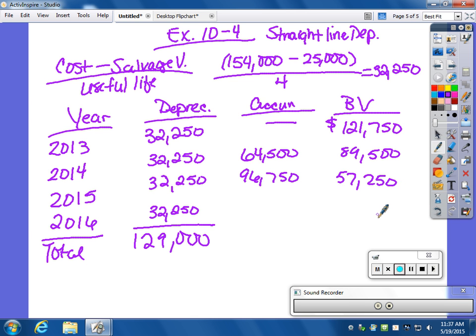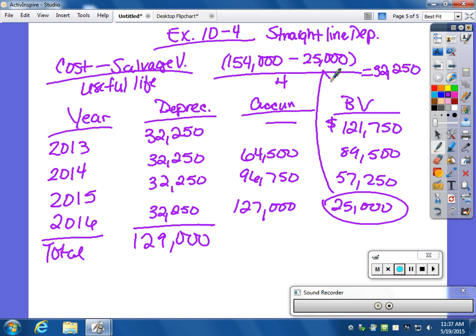What's the new accumulated depreciation for 2016? 129,000 even. What's the new book value? 25,000. Which got us where? What did we get back to? The salvage. And then all of these accumulated depreciation added together equal what?